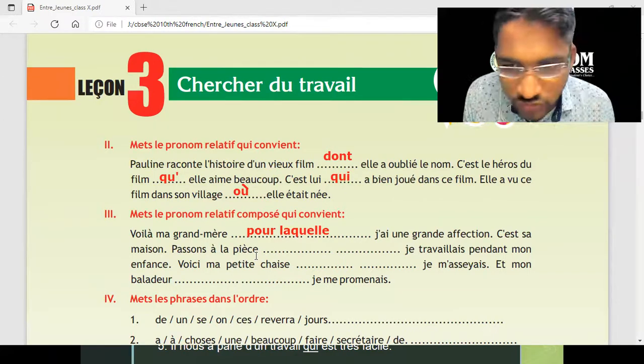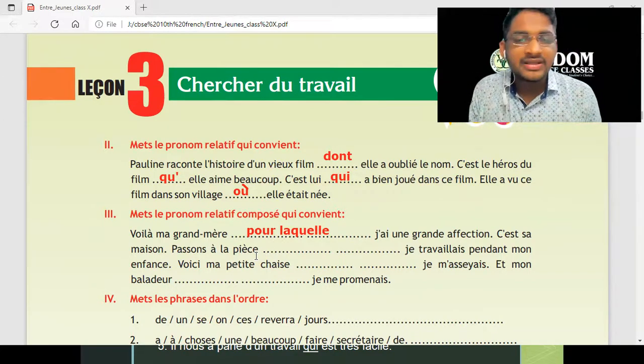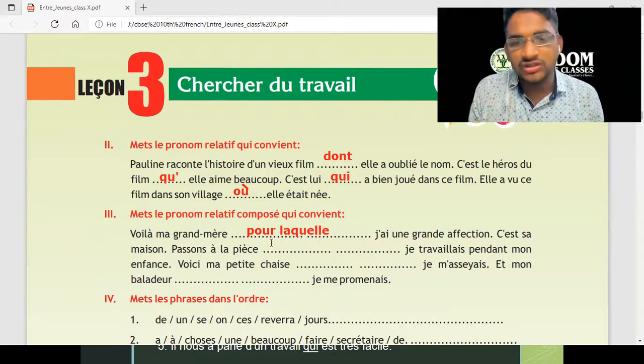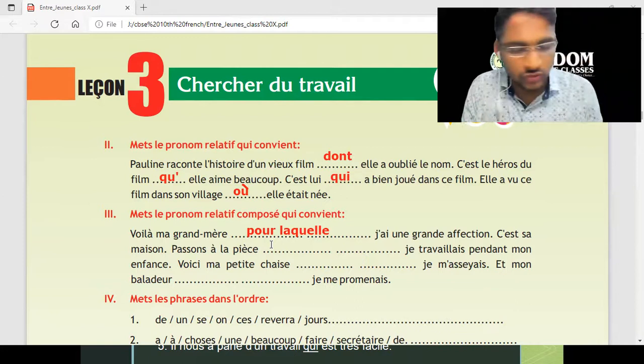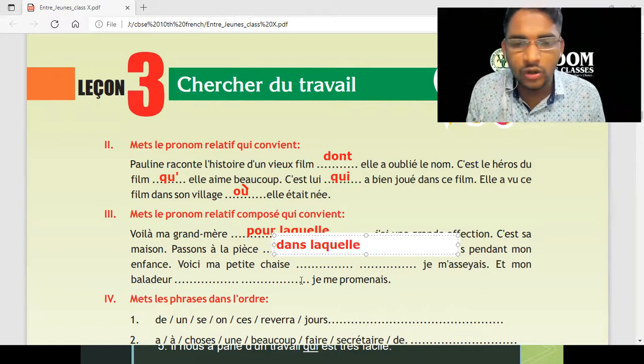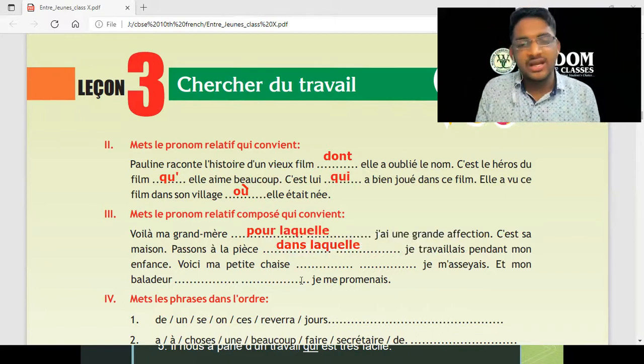This is his house. This is her house. Let us pass by the room. Dash, तो in आएगा. In which I used to work during my childhood. In which आएगा students, in, तो dans आएगा. And हम room की बात कर रहे हैं. Room is again feminine singular. Dans laquelle I used to work during my childhood.